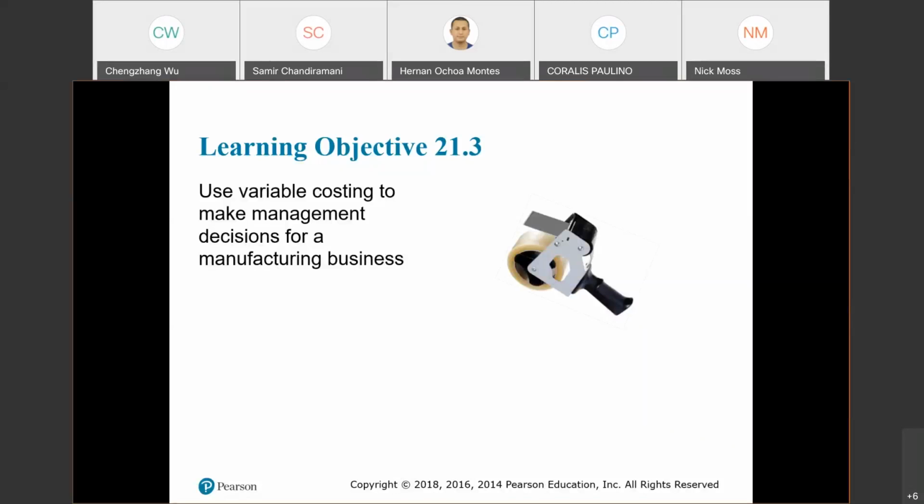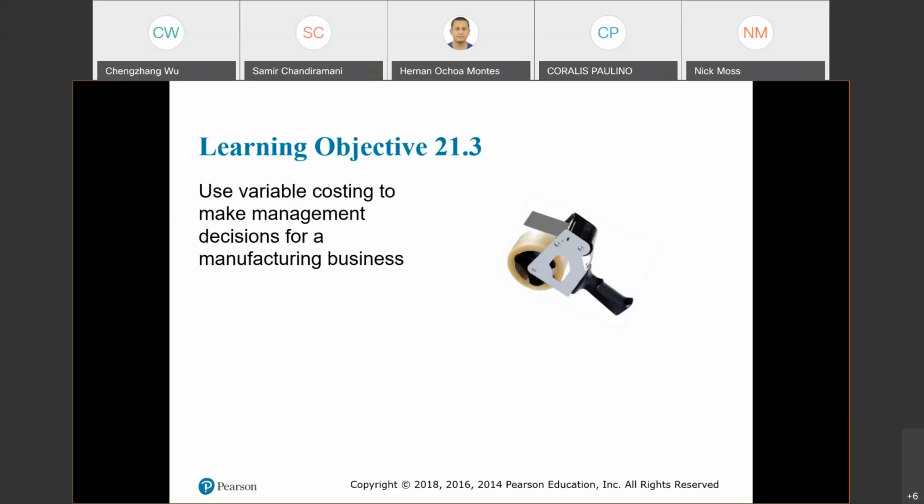Well, in the last chapter, we learned about the differences between absorption costing and variable costing and how they can affect the operating income. Let's consider some situations where managers make decisions. Well, as I said, managerial accounting provides the internal information users to assist them to make business-related decisions.